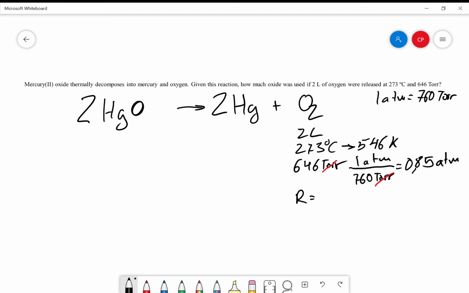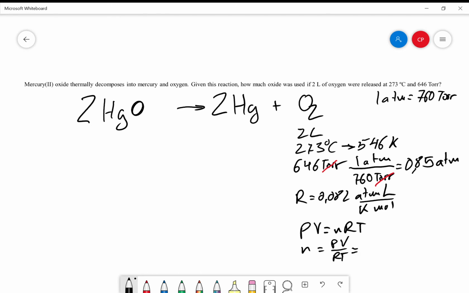The other value that we need to know when we're working with gases is R, the constant of ideal gases, that is 0.082 atmospheres liter divided by Kelvin and mole. We know the equation of ideal gases that says that PV equals nRT, so we can work out n, that will be PV divided by RT.